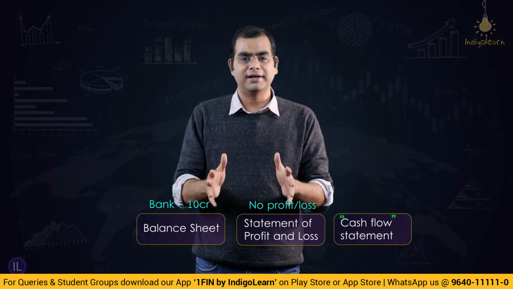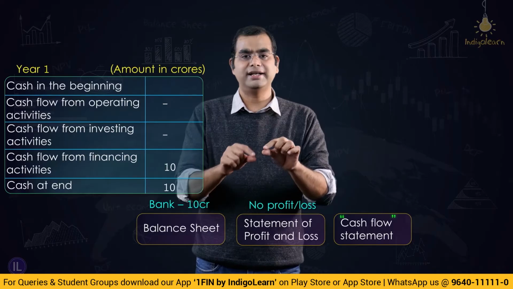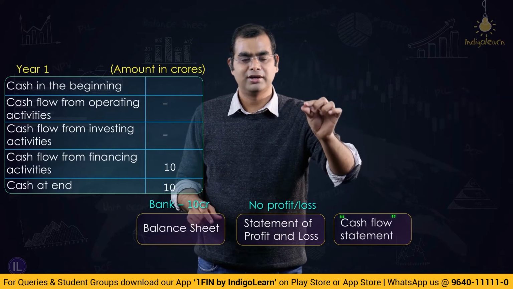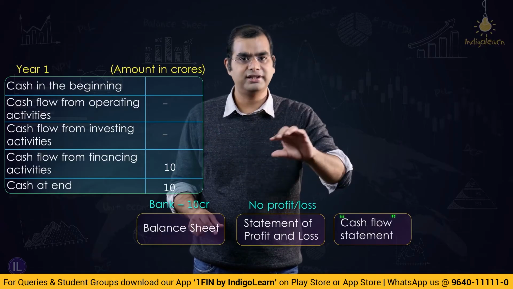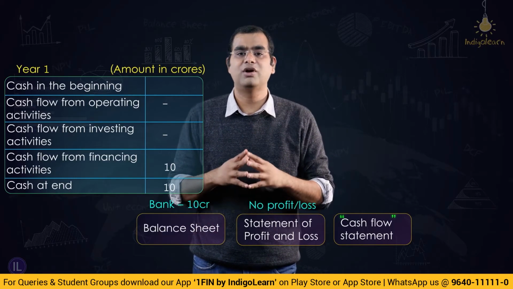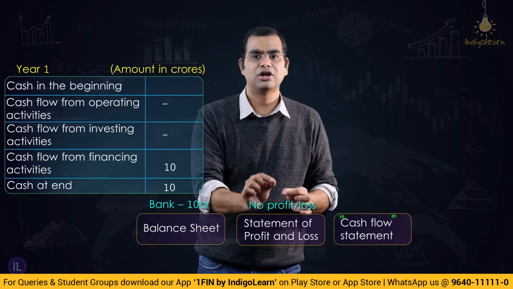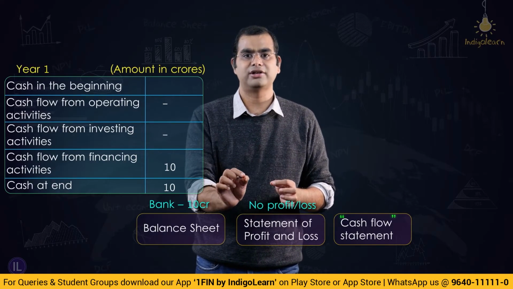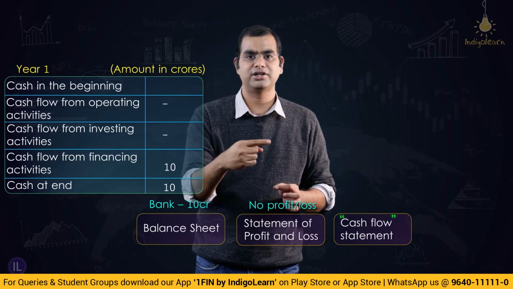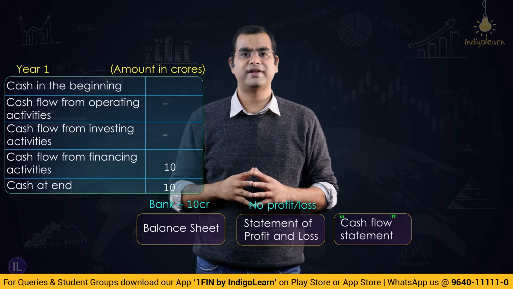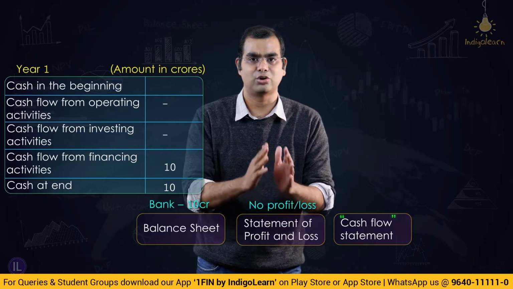So in year 1, the amount of money raised was 10 crores. The opening balance of cash was 0. Operating cash flow was 0 because there were no transactions. Investing activities, the company did not do anything, that is also 0. And financing cash flow? 10 crores. So the money that came in was 10 crores. Closing balance of cash is equal to 10 crores. So 0 opening, 0 operating, 0 investing, plus 10 crores of financing cash flow makes your closing balance of cash at the end of the year 10 crores, right?